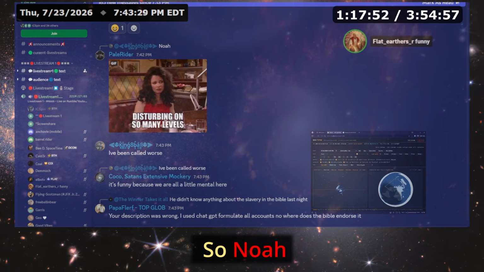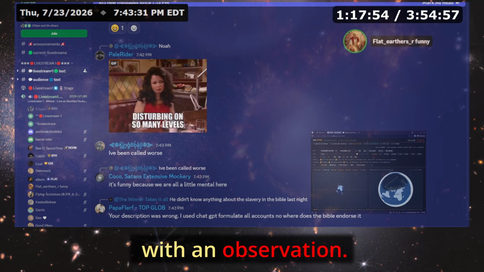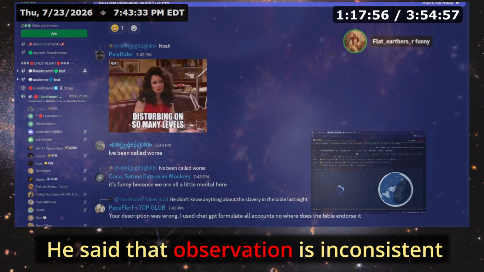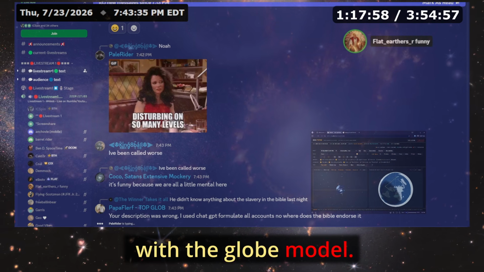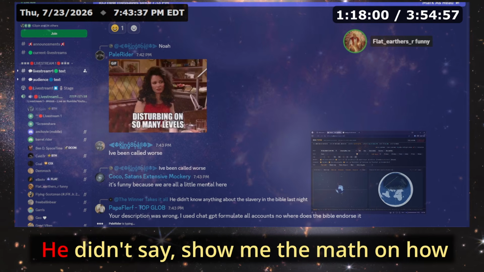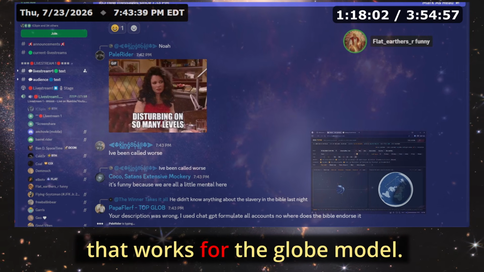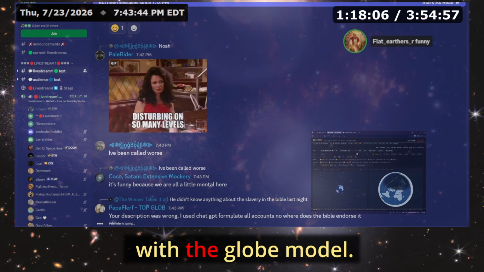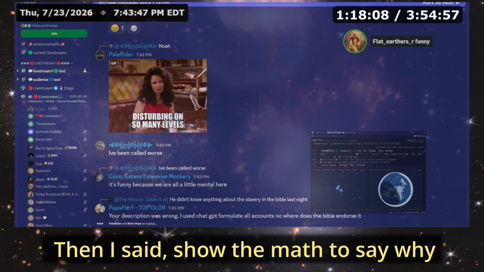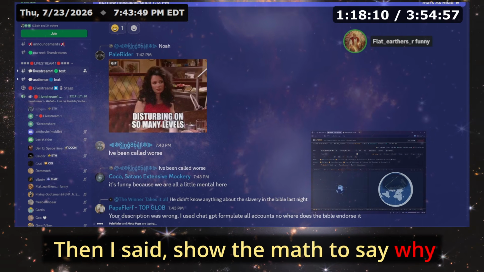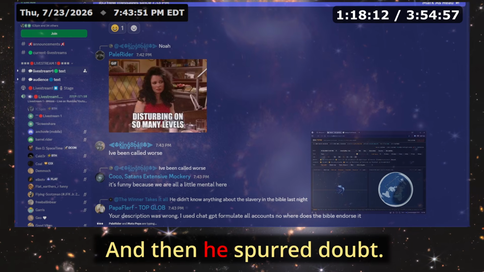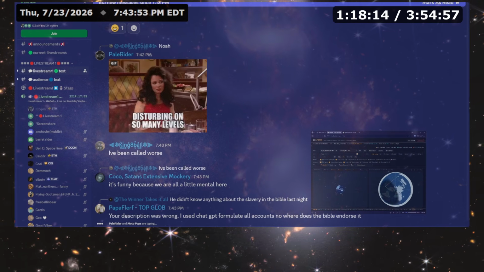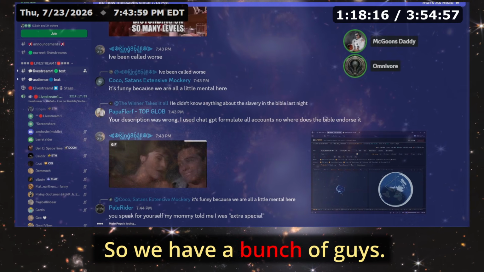I'll just recap. Noah was presented with an observation. He said that observation is inconsistent with the globe model. He didn't ask any questions. He didn't say, show me the math on how that works for the globe model. He said that observation is inconsistent with the globe model. Then I said, show the math to say why that is inconsistent. And then he spurred out. That's what happened.